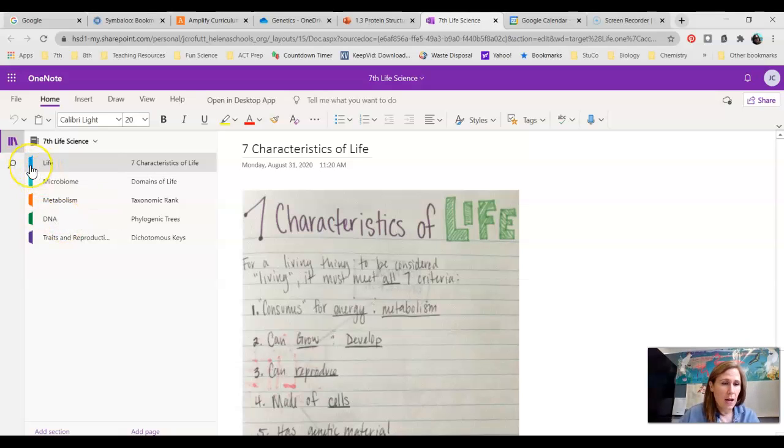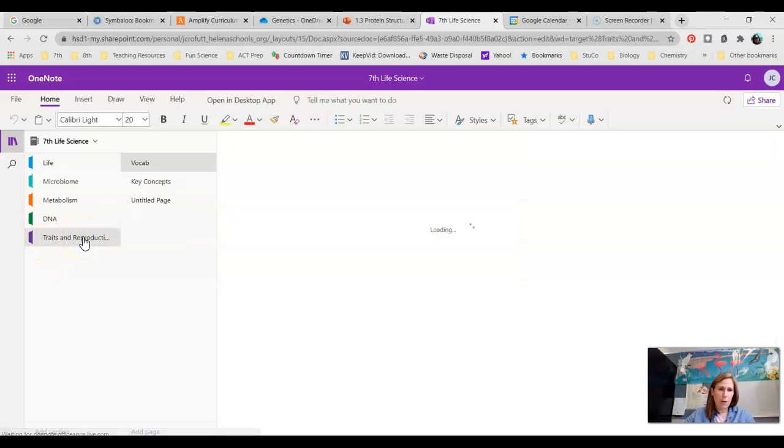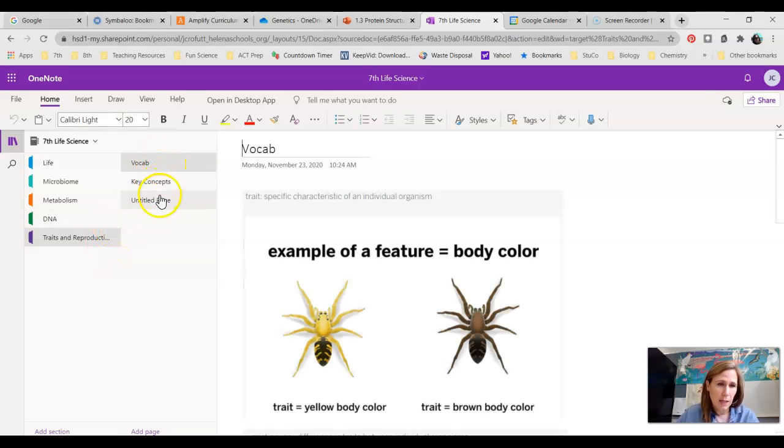Okay, so to begin, you guys should have set up your notebook according to the instructions today in Teams posts. But I'm going to go through that really quick with you guys. So you should have added a section at the bottom of your notes page here and titled it Traits and Reproduction. Okay, in Traits and Reproduction, to start, you guys are just going to add 2 pages. Okay, so we'll add more as we talk a little bit more about genetics.